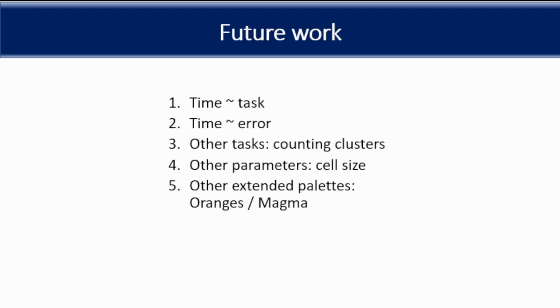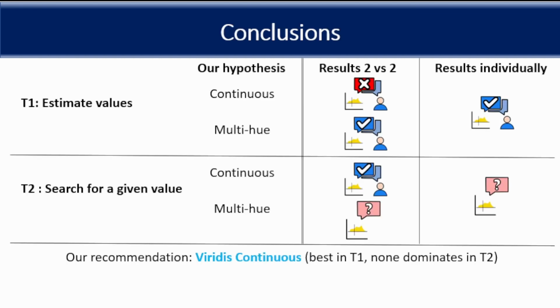So, for the future, we want to analyze the effect of time per task, if there is a relationship between time and error, maybe check other tasks such as counting clusters, or extend the analysis to other parameters, for example, cell size, or even to other common palettes, like magma or with orange colors. Finally, with all this, although there is still a lot of work to do, our recommendation would be to use Viridis continuous, since it was the best one in the first task and not dominated in the second one.